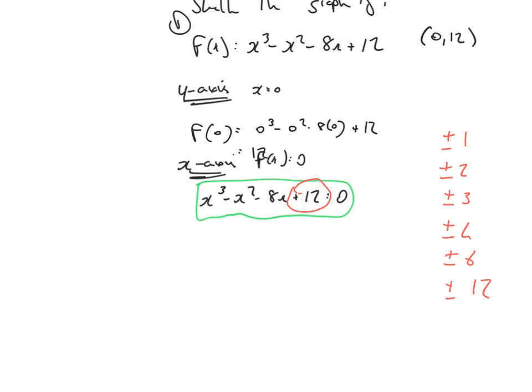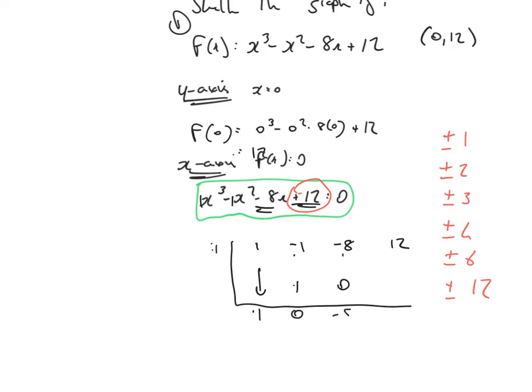Okay, so let's try going 1. Coefficients are going to be 1, minus 1, minus 8, 12. Drop the 1 down. 1 times 1 is 1. 1 minus 1 is 0. 0 times 1 is 0. 0 minus 8 is minus 8. Minus 8 times 1 is minus 8. Minus 8 plus 12 is 4. Didn't work. Let's try another one.